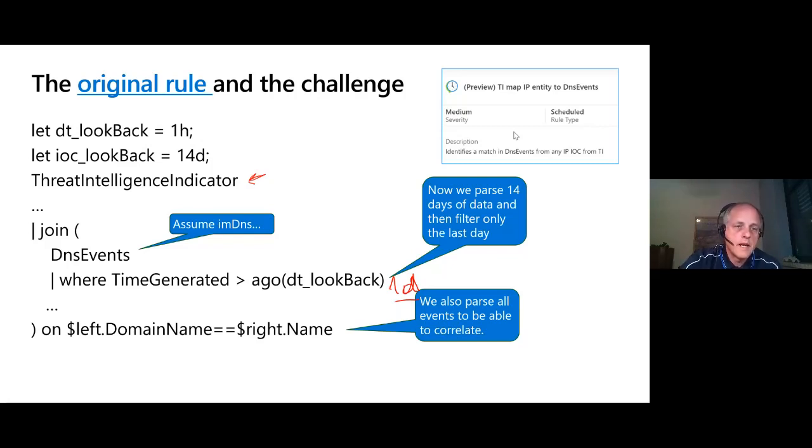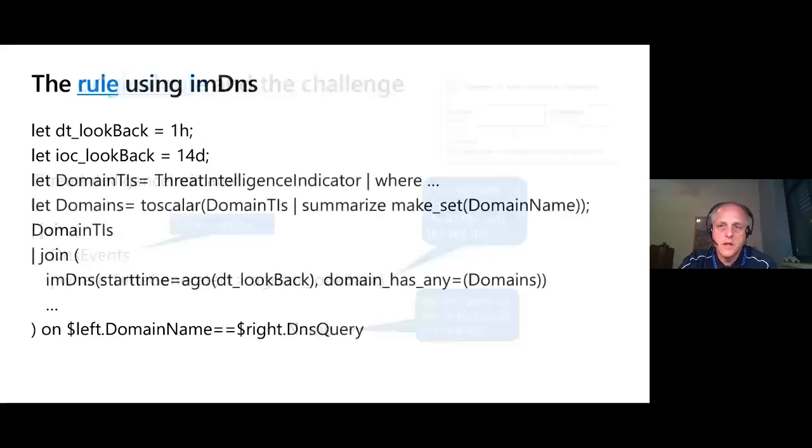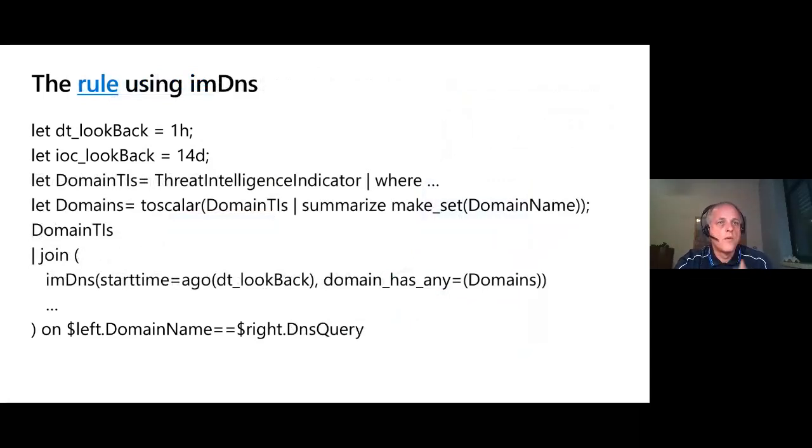However, when you use IMDNS calculated fields on domain name, join is very inefficient and things are just very slow. So this query doesn't work well without optimization. How do we solve that when using parameterized queries?